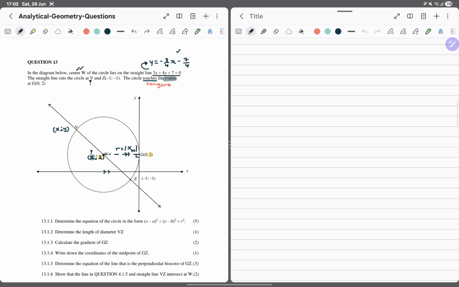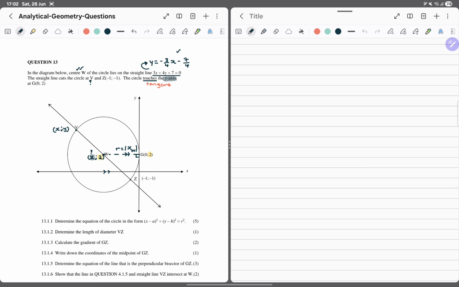Now, once we have that done, what about v? How will we find v? We will appreciate that v is the point of intersection of the circle and the straight line. And this means we need to determine the equation of the circle, which we will, because effectively finding the x coordinate at w is as good as finding the radius of this circle. So we'll have a full equation of the circle.